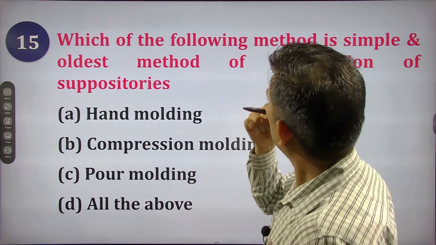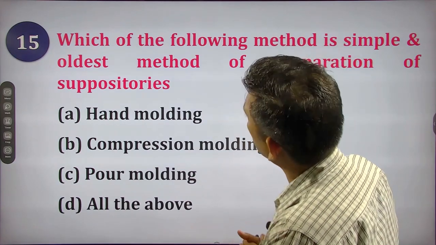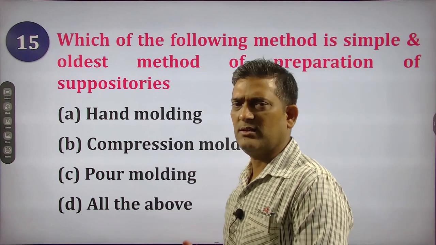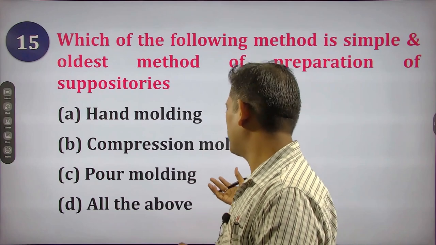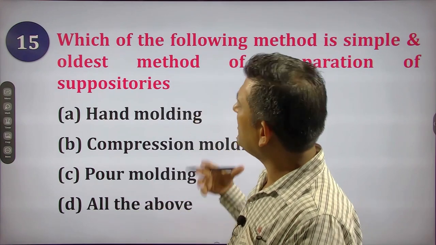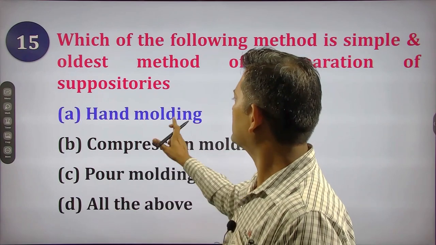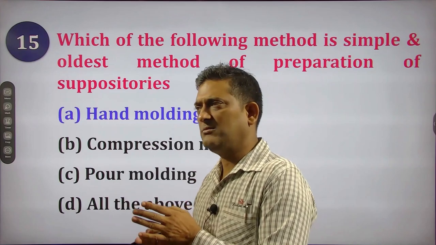This next question: which of the following methods is the simplest and oldest method of preparation of suppositories? Yes, hand molding method. This is the oldest. Compression method is a little bit modified. Powder molding method is also an old method, but above all, the hand molding method, because we are using different types of preparations.